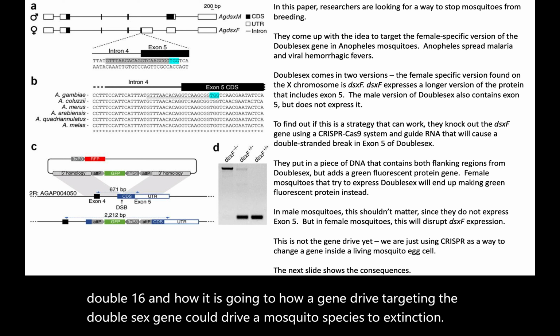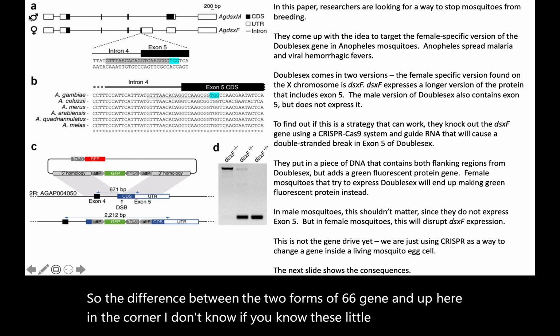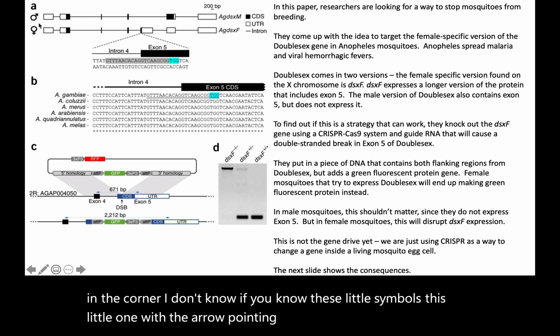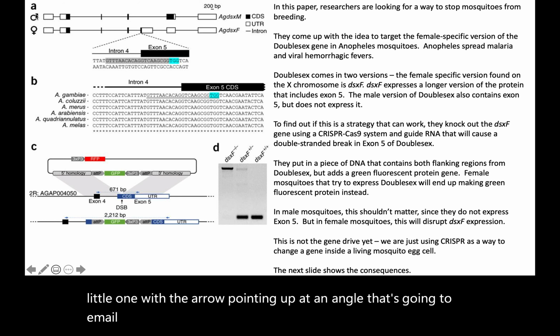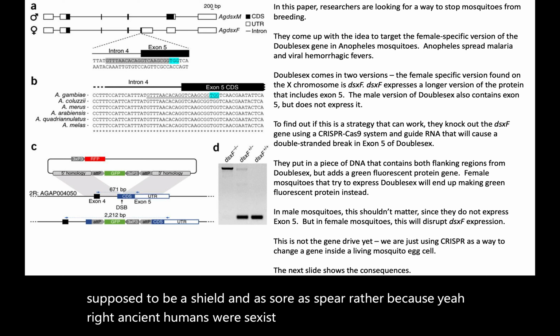So, the difference between the two forms of double-sex gene. And up here in the corner, I don't know if you know these little symbols. This little one with the arrow pointing up at an angle, that's going to be male. So this is supposed to be like Mars, the god of war, and that's supposed to be his shield and his spear, rather. Because, yeah, all right, ancient humans were sexist pricks, I guess.